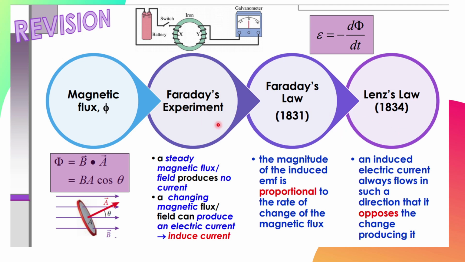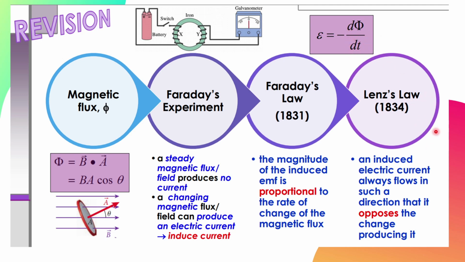Okay, so Faraday's experiment states that a steady magnetic flux or field produces no current. If the magnetic flux is steady, tidak berubah, maksudnya tak ada current. Okay, tapi when there is a change in magnetic flux, or there is a change in the magnetic field, these changes can produce an electric current, and we call it induced current. Okay, secara ringkasnya. And Faraday's law states that the magnitude of the induced EMF is directly proportional to the rate change of the magnetic flux. Okay, d phi over dt.